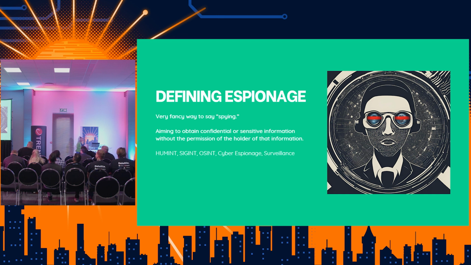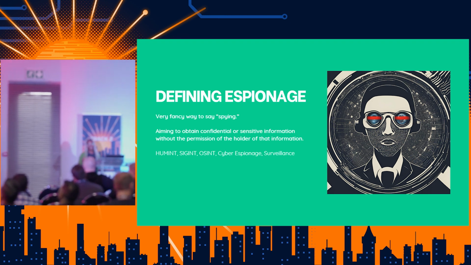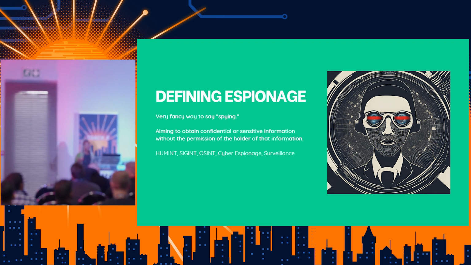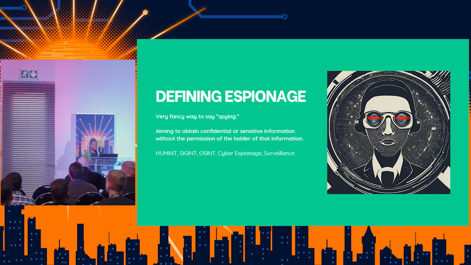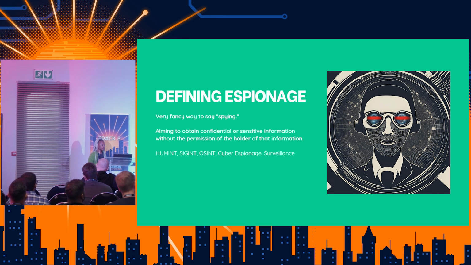I wanted to start with defining what espionage is. Basically, it's a very fancy way to say spying. And when you're spying, you are essentially aiming to obtain confidential information without the permission of the holder of that information. And this information could then be used to gain a strategic, political, military, or other advantage over the person or entity that you're spying on.